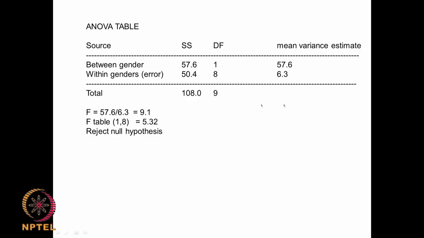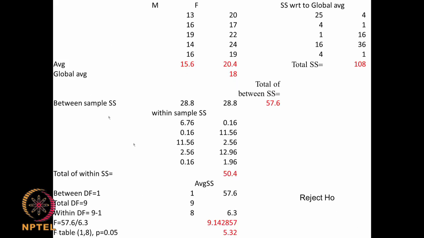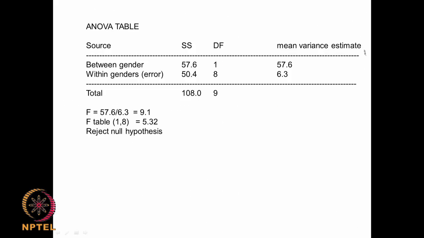This is very important. You will come across this in many softwares when they run. And for the F value you are doing 57.6 by 6.3, that comes to be 9.1. The F table value for 1 comma 8 is 5.32. So we reject the null hypothesis, okay. So after this preliminary calculation, we need to prepare this ANOVA table. This gives you a summary, and we can do this nice looking calculation.